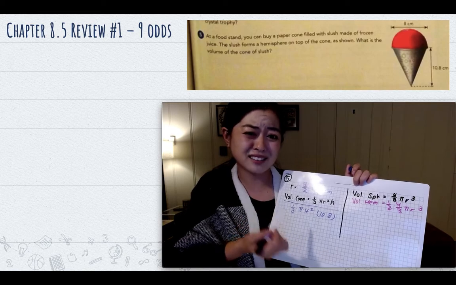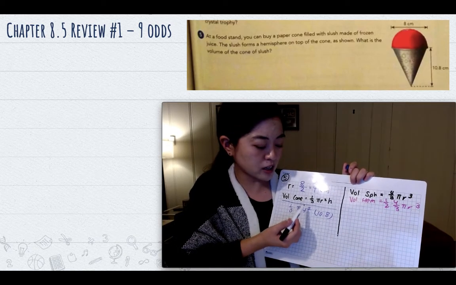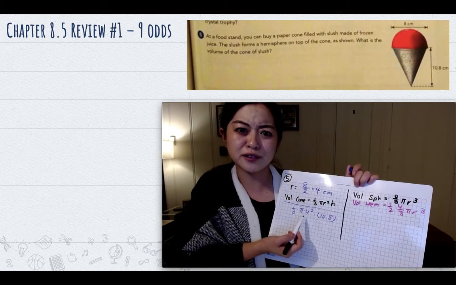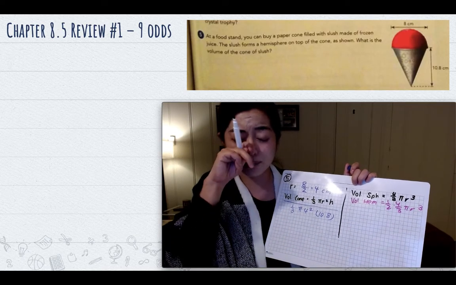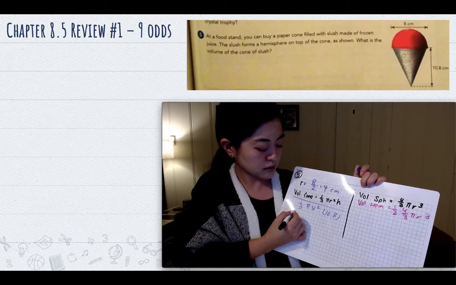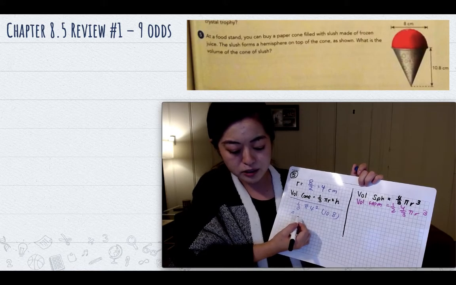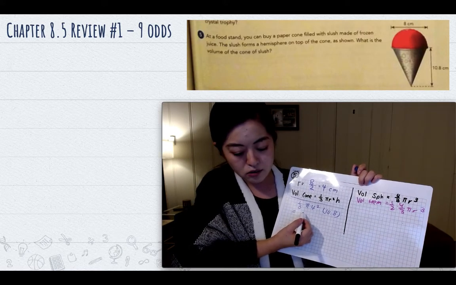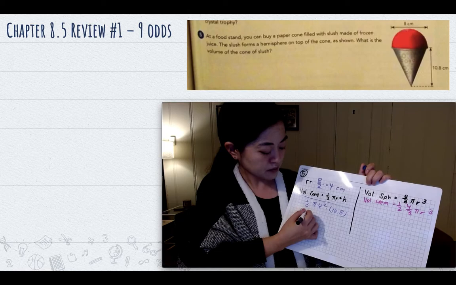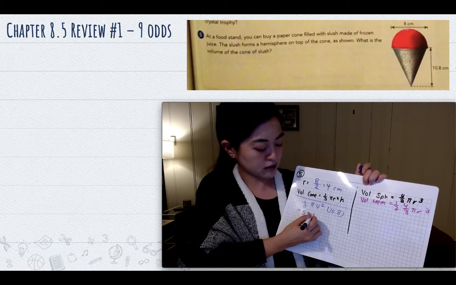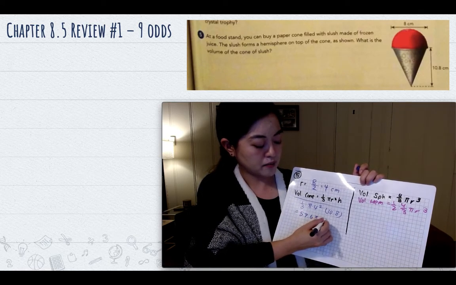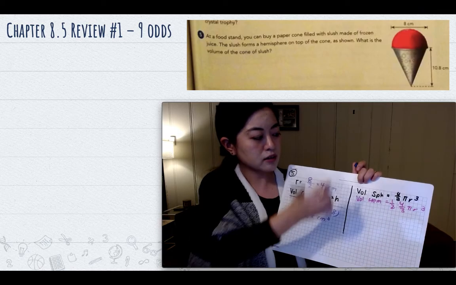And to get it exact with the irrational number, we have to keep the irrational number as an irrational number. So we're going to leave pi as it is. If you simplify this as much as you can, this will become 57.6 pi cubic centimeters.